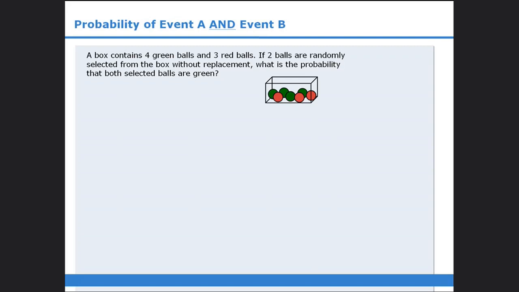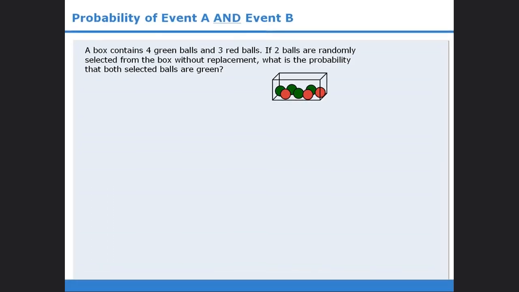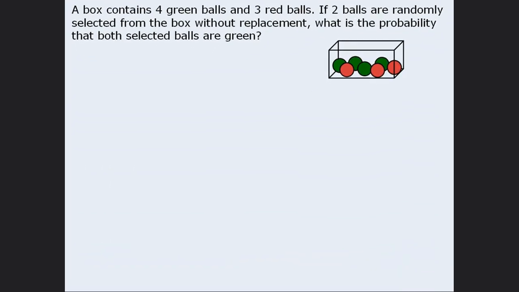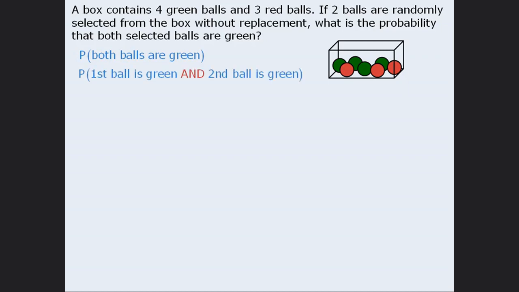In this lesson, we will examine probability questions that involve the word AND. We'll begin by examining the following question to help introduce a general formula. Now in this question, we are selecting two balls without replacement, and we want to find the probability that both selected balls are green. Now it may not be obvious how selecting two green balls involves the word AND. To see this, we must first recognize that in order for the two selected balls to be green, the first ball must be green and the second ball must be green.